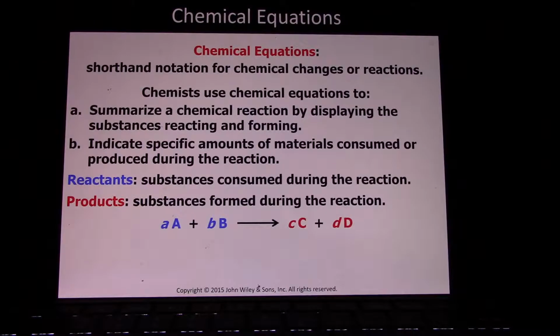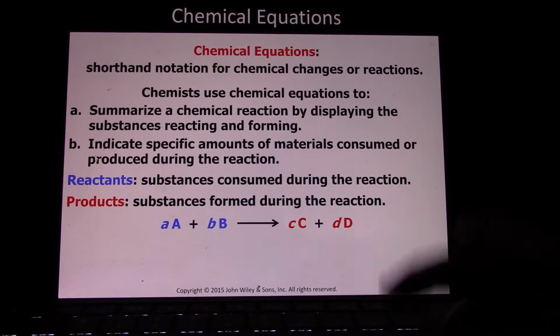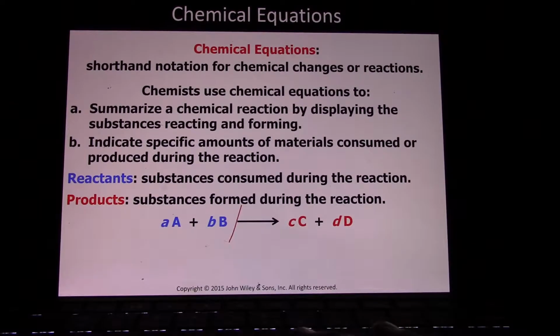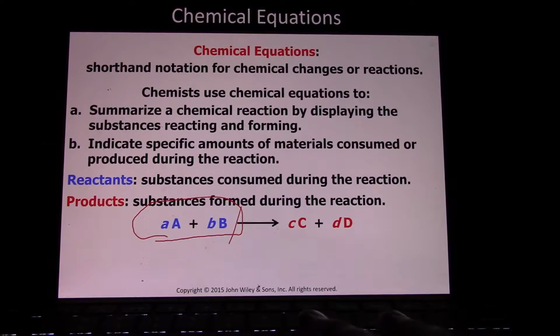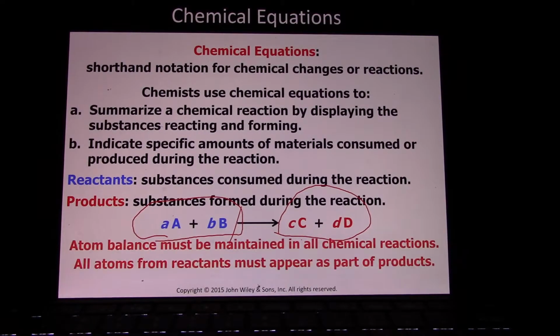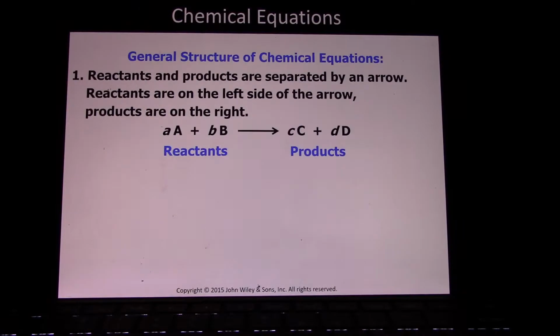Reactants are what you start with. Those are on the left-hand side of the arrow. So what we start with are reactants, and they're on the left. What you produce, you don't start with it, but you make it in the reaction. Those are products, and they're on the right-hand side of the arrow. And then we can read the arrow as yields. So the reactants react to yield the products.